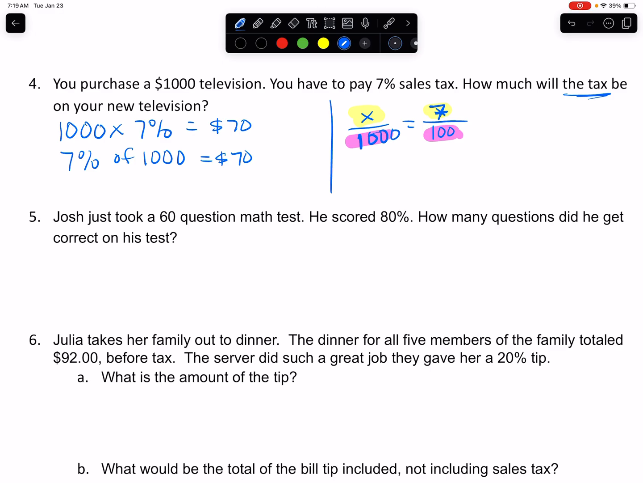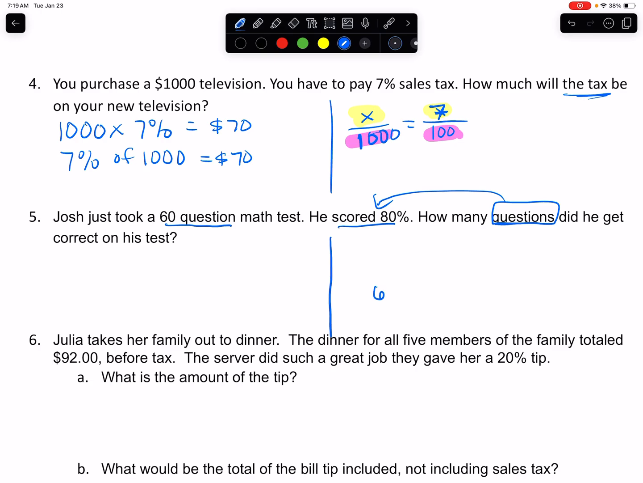All right, let's go to the next problem. Josh took a 60-question math test. He scored 80. How many questions did he get correct? So the correct goes with the 80%. So again, this one is not asking me to set anything up, but I could.